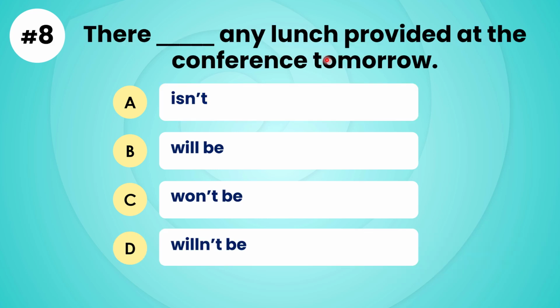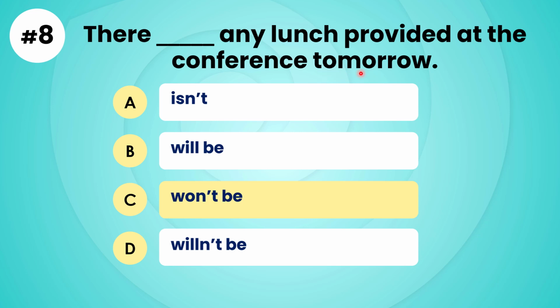Number 8. There, any lunch provided at the conference tomorrow. A, isn't. B, will be, C, won't be, or D, willn't be? The correct answer is C, won't be. There won't be any lunch provided at the conference tomorrow.